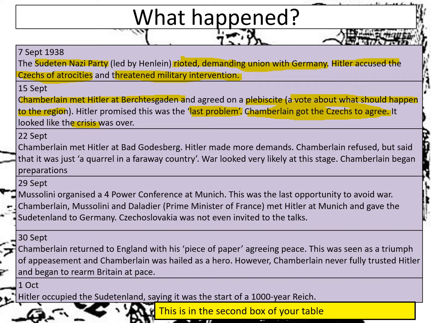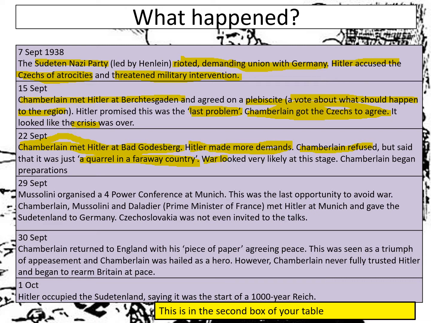Next week, Chamberlain went back to Germany, this time to a place called Bad Godesberg, and he met Hitler again. He was just returning to arrange the deal of how the vote was going to happen and what should happen next. At this point, Hitler made more demands. He wanted all of the Sudetenland and he wanted it handing over. Chamberlain refused this. He couldn't just hand over the Sudetenland. But as he returned home, he saw this as a quarrel in a faraway country. He thought it was a terrible thing that Britain could be plunged into another hideous war because of something so far away. And war at this point looked almost inevitable.